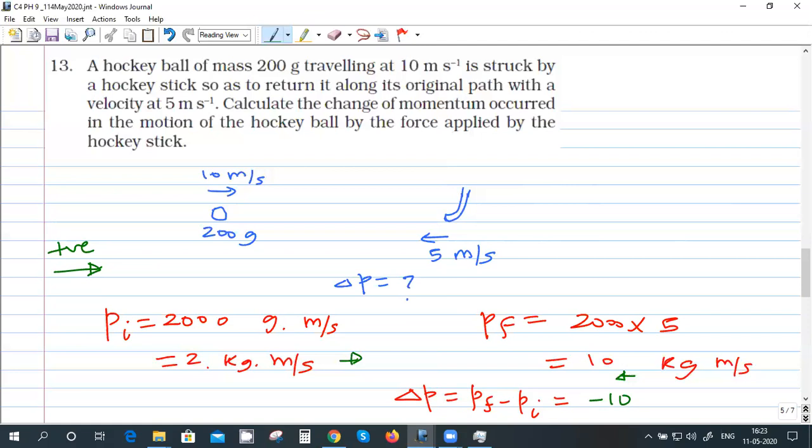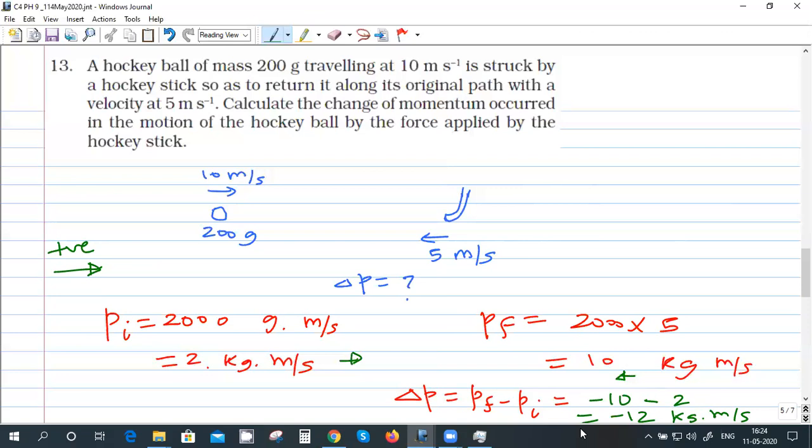Okay. And then it's minus 10 minus 2, and then minus 2. So it is minus 12 kg meter per second. So minus 2 means it is in the left direction.